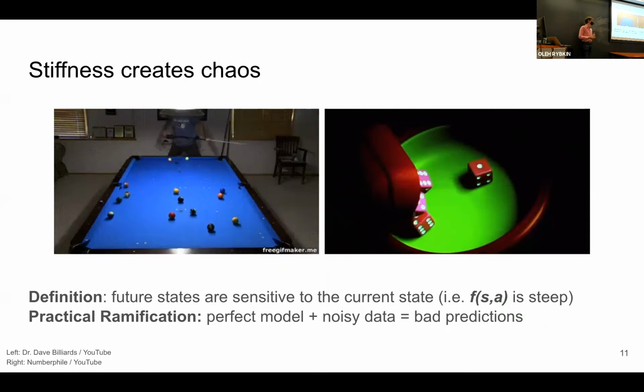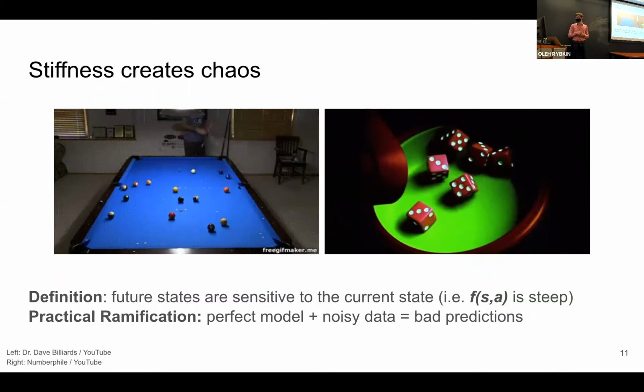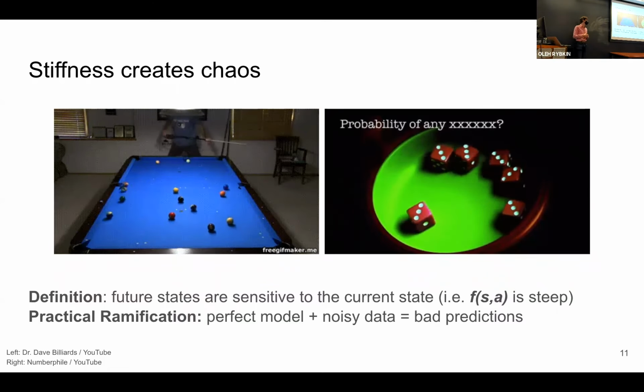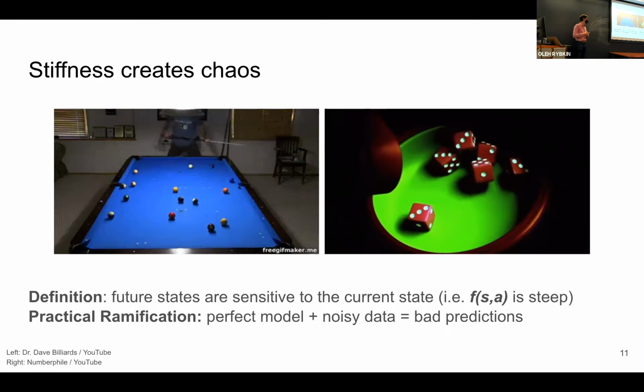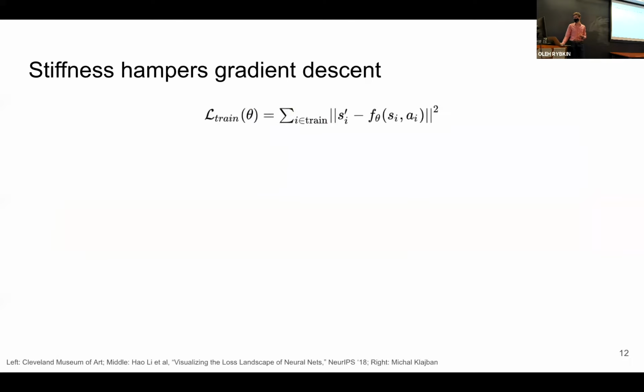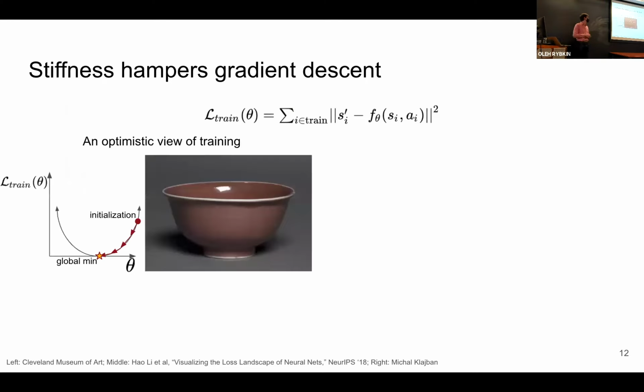A practical ramification of this is that our understanding of the current state on real systems comes from noisy sensor measurements. So even if you had a perfect model that wasn't accounting for the noise, then your noisy initial condition could give you a wildly inaccurate prediction. The second issue with f being stiff is that it appears directly in the loss that we try to do gradient descent on when we are training deep networks. Typically, we would differentiate this loss and descend it with stochastic gradient descent.